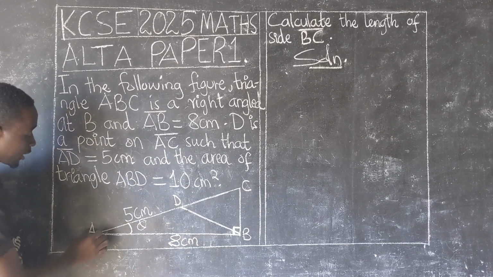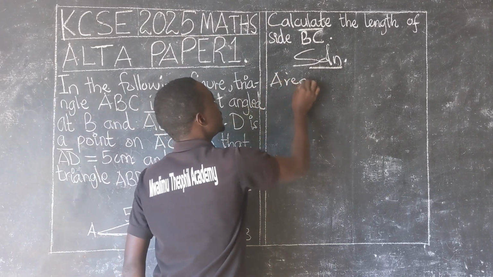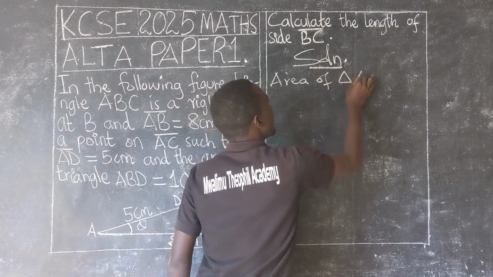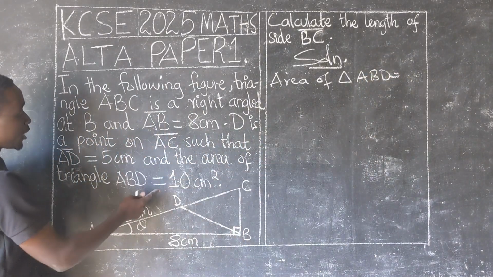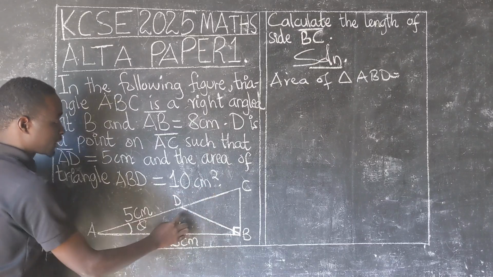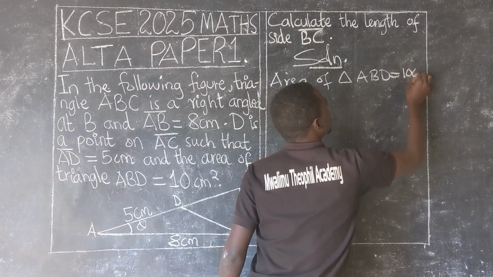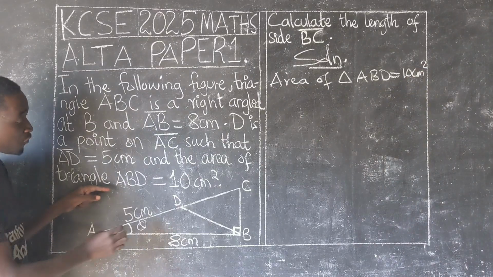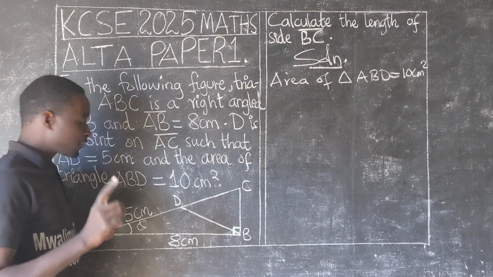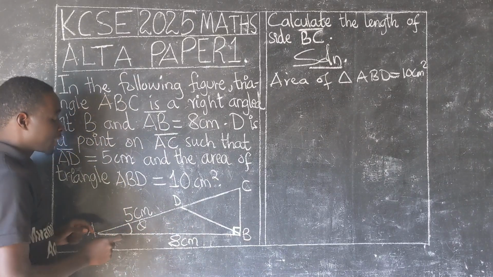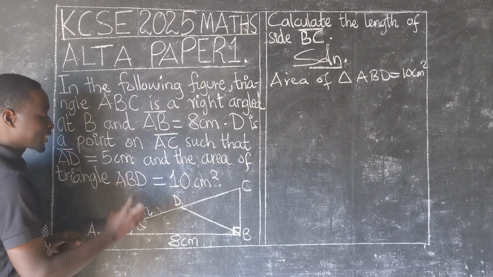Here, let's consider triangle ABD. We are given that the area of triangle ABD is 10 cm square. But you know, for any triangle whose two sides are given, when you take a half times the product of the two side lengths times the sine of the included angle, you get the area.